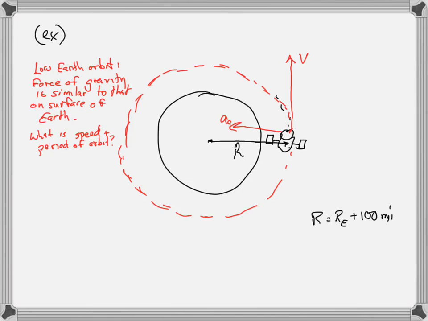Okay, so in a low Earth orbit, the force of gravity is really similar to that at the surface on Earth. So we're going to assume that, and I'm going to ask what is the speed and period of the orbit. Well, let's draw a free body diagram of the satellite, and I'm going to draw it in the position where it is, right? So that means that the gravitational force is pointing in that direction.